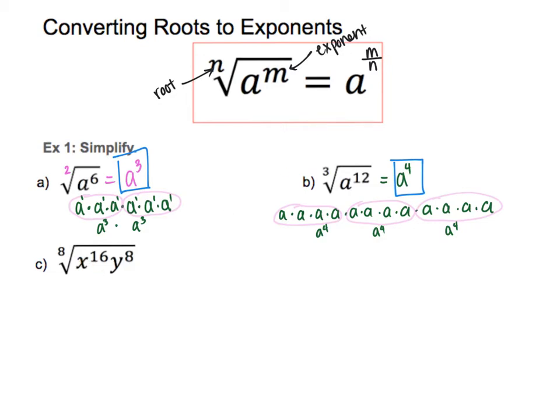So I have an x and a y. So I'm going to get an x and a y here. So let's start with the x. So this x here is to the 16th power. And so that's my exponent, and I have to divide it by the root. So 16 divided by 8 gives me a 2.